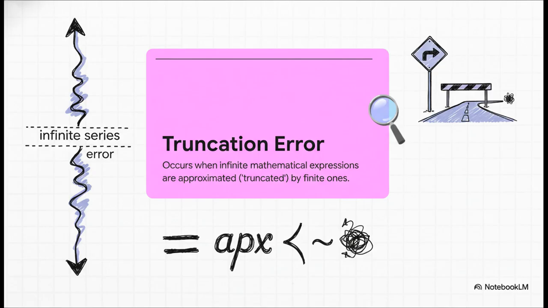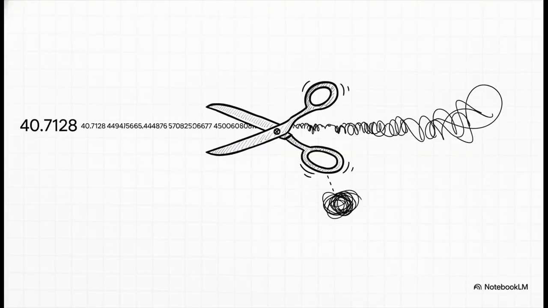You see, a lot of physical laws are described by these infinite mathematical series. To actually make them work on a computer, you have to cut, or truncate, that series off at some point. Just like with our road, we're swapping something infinite and perfect for something finite and practical, and that always introduces a tiny error.